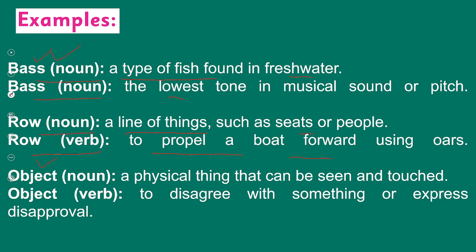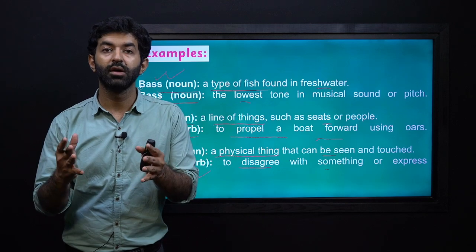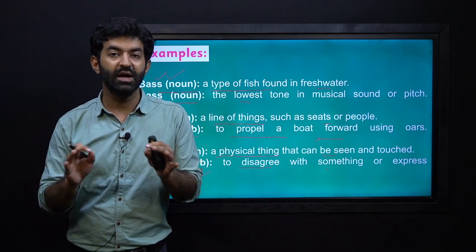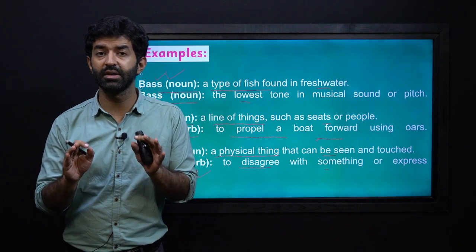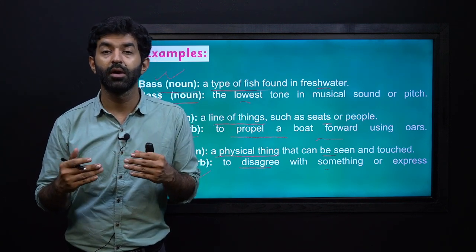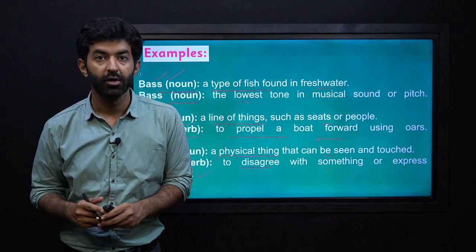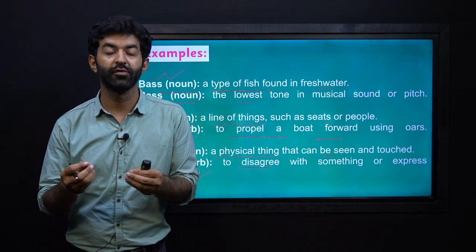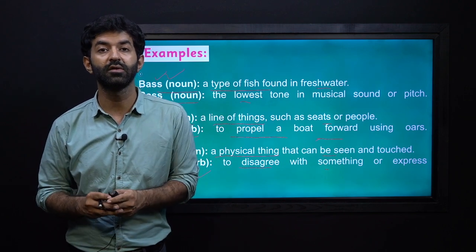Here is a word, object. Object is a physical thing that can be seen and touched. But to object means to disagree with something or express disapproval. I object to the decision, and this is an object. So we have a slight difference in the pronunciation of this word, and they have different meanings. I hope that now you can come up with different homographs on your own, and try to make sentences using these homographs as well.